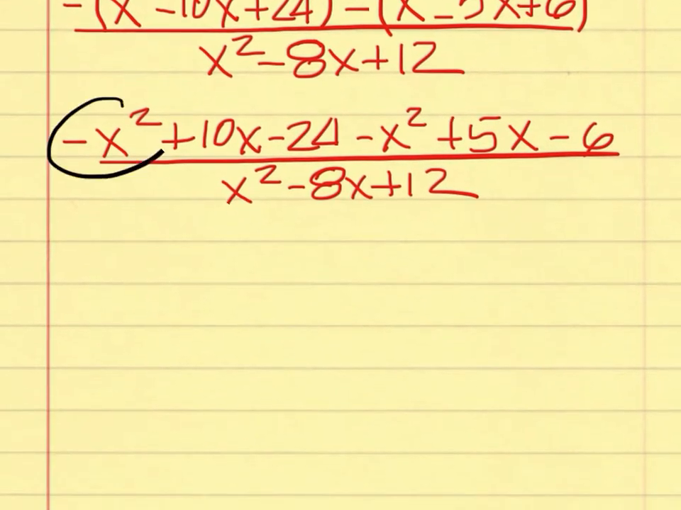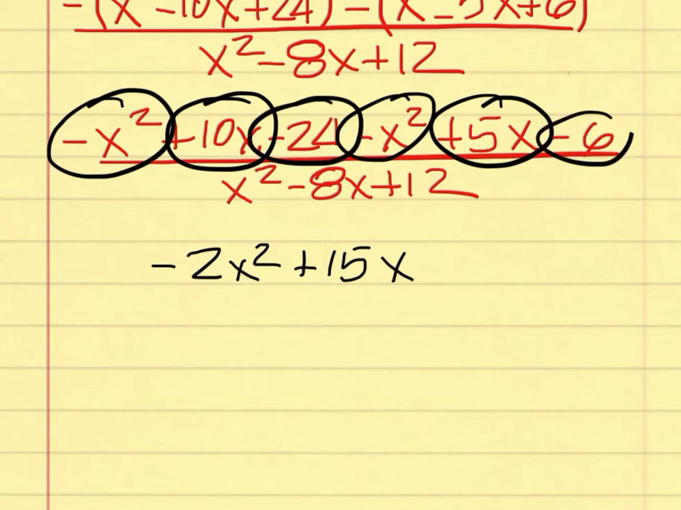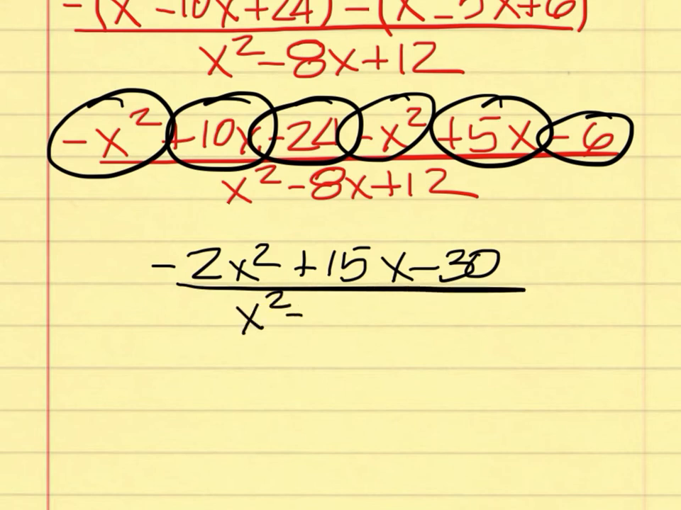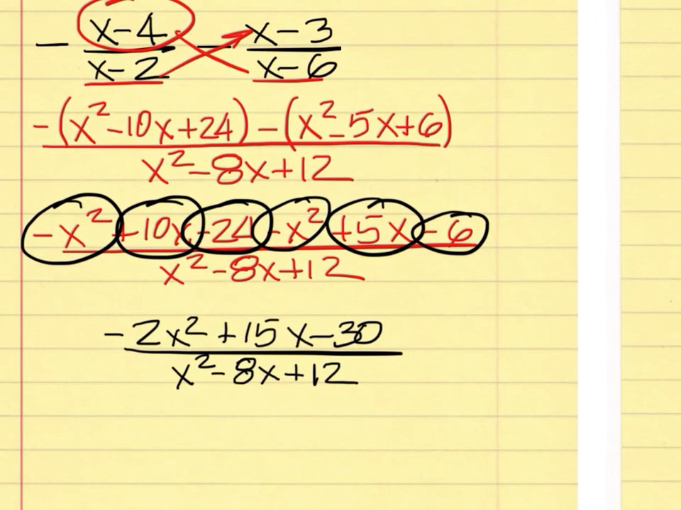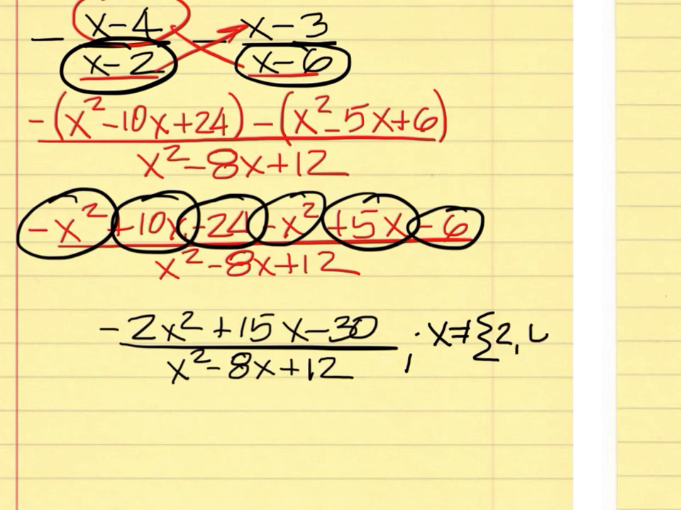So simplifying my x squares, I'll get negative 2x squared. 10x and 5x is 15x. Minus 24 minus 6 is minus 30. And then all of that over x squared minus 8x plus 12. So now I have to find my excluded values. So x cannot be equal to whatever I get when I set this equal to 0 and that equal to 0. So when I solve for that, I'm going to come back with 2 and 6.